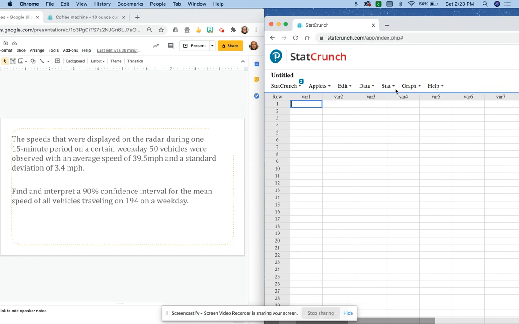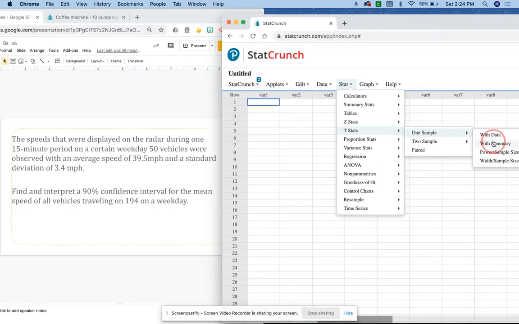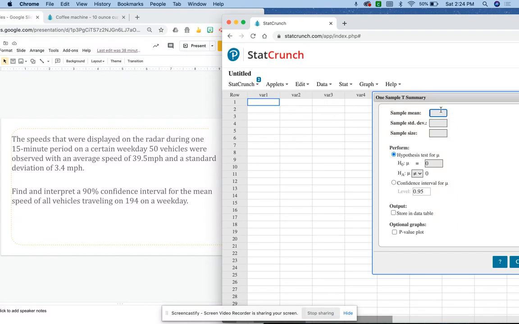And to get the confidence interval, I have to go to Stat, T-stats, because I'm looking at a mean, one sample, and then, of course, it's getting cut off, with summary. Okay, so the sample mean, it said that the average speed was 39.5. The sample standard deviation was 3.4. And the sample size, it said 50 vehicles were observed. And then I'm just going to click confidence interval and put in 0.90 because that's the percent it gave me.